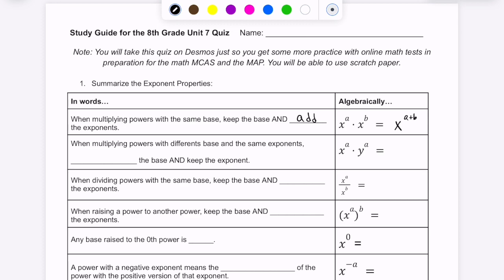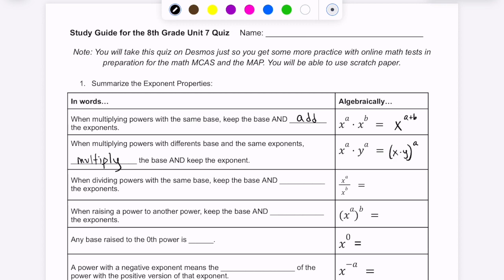Then we have when multiplying powers with different bases and the same exponents, we are going to multiply the bases and then keep that common exponent. So algebraically, x to the a power times y to the a power is x times y to the a power. Okay, the group x times y.